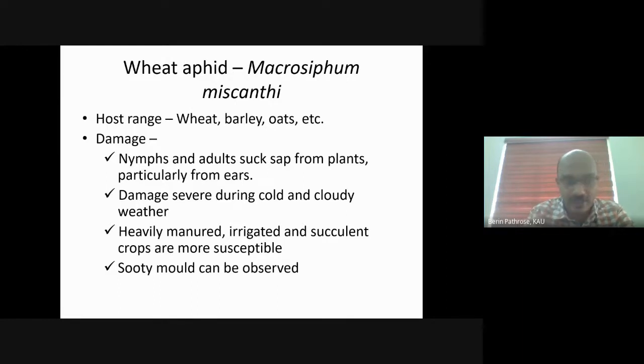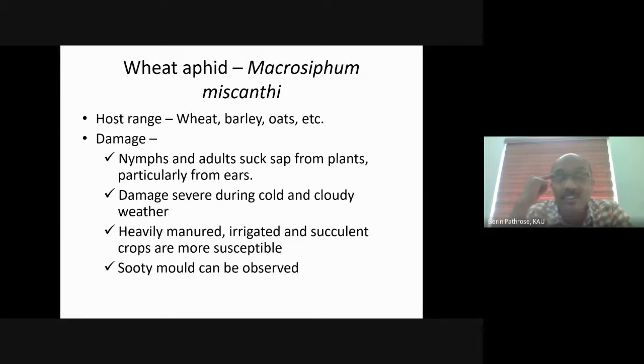Wheat, barley, oats, etc. require a cooler climate. And just like in the case of any sucking pest, we can easily write the nature of damage: nymphs and adults suck sap from the plants. In case of this wheat aphid, they mainly suck sap from the ears, the ear head, not from the leaves. It also attacks the leaf, but it is mainly from the ear head. And the aphid attack in wheat is severe if the weather condition is cold and cloudy. This is the case in most of the rabi crops; aphid infestation increases if there is cold and cloudy weather.